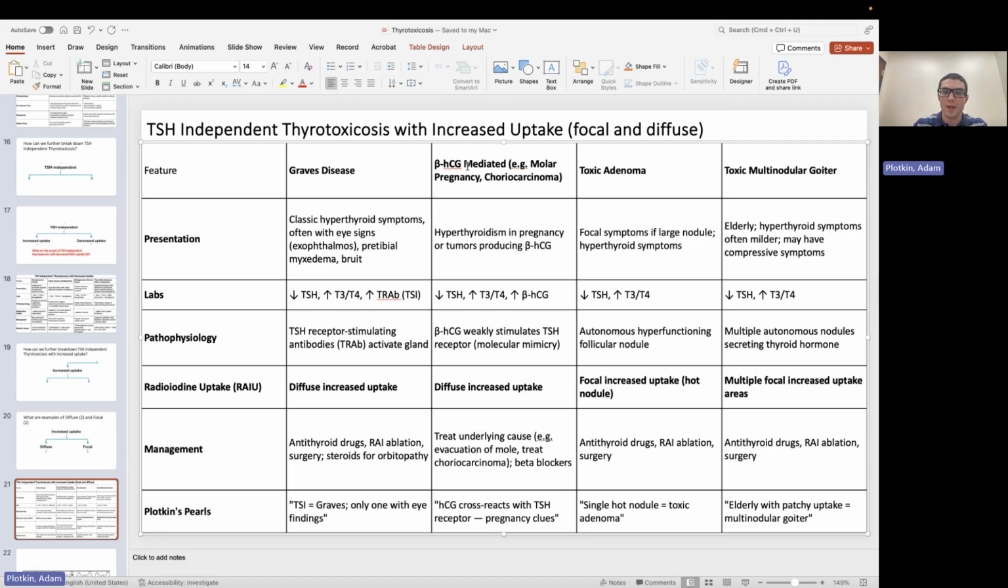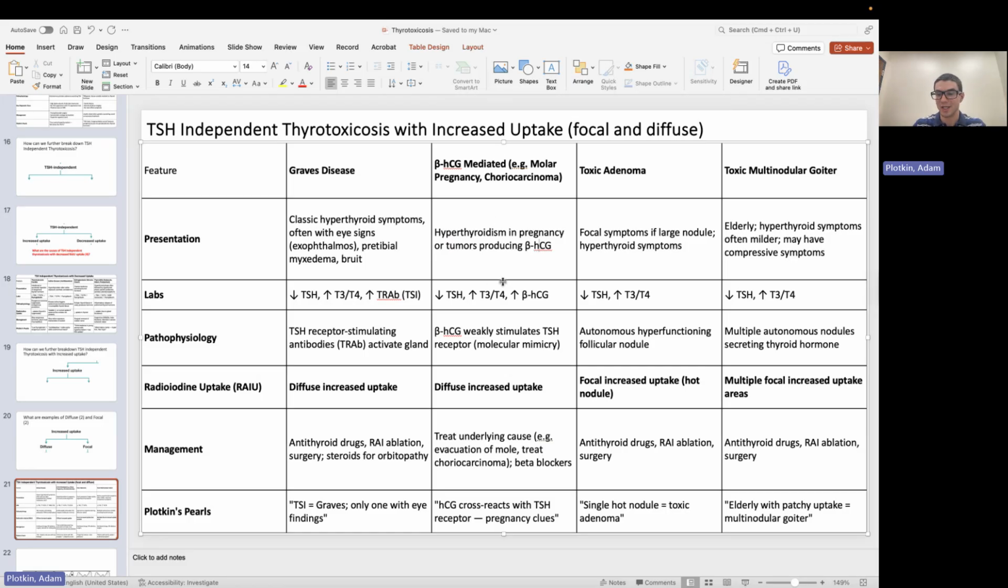All right. We have beta HCG mediated. So remember, beta HCG can weakly stimulate the TSH receptor via molecular mimicry. So when I have super high levels of beta HCG, like in molar pregnancy or choriocarcinoma, it can cause hyperthyroidism, right? So look for a patient who's pregnant or look for a patient who has a choriocarcinoma. Choriocarcinoma can occur after molar pregnancies and it can metastasize to the lungs. So those are all key things for me to look for.